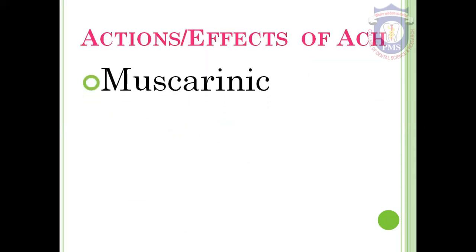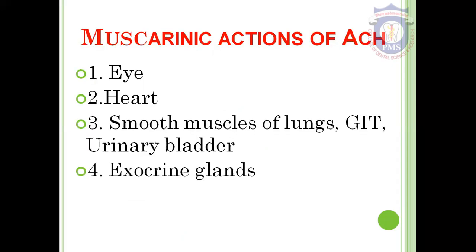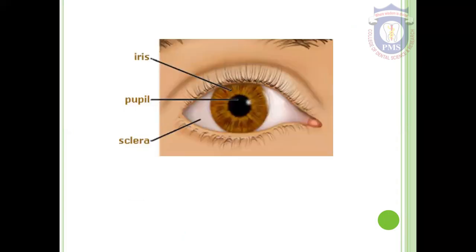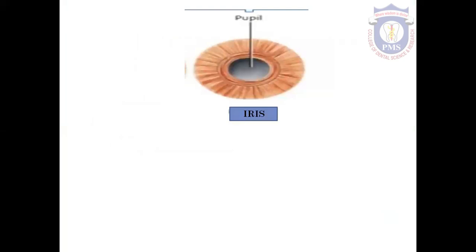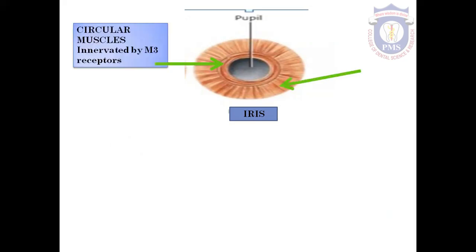Then what are the effects of acetylcholine? It has both muscarinic effects and nicotinic effects. The muscarinic actions are mainly seen in the eye, myocardium, smooth muscles, and exocrine glands. We know that our iris consists of two types of muscles, circular muscles and radial muscles.